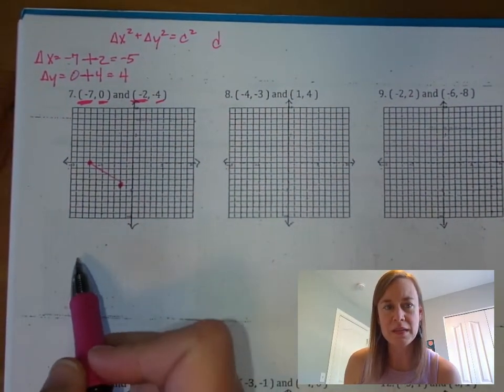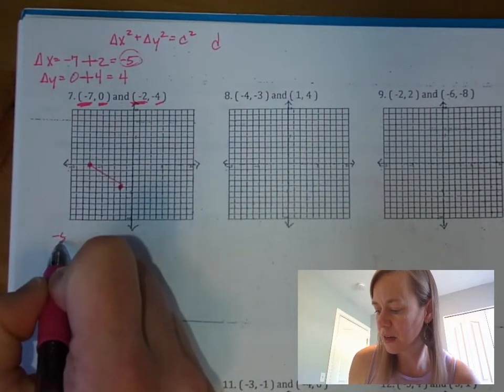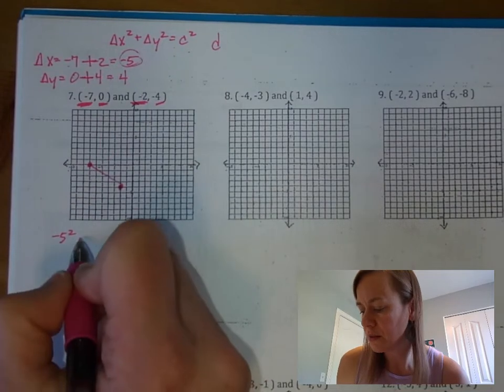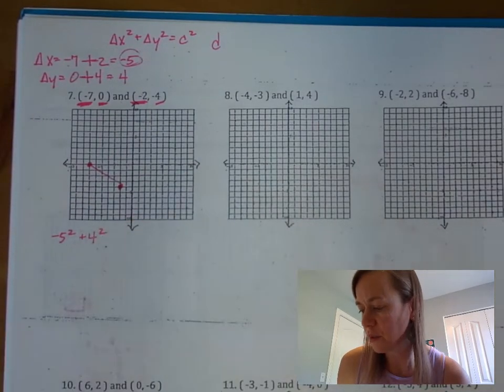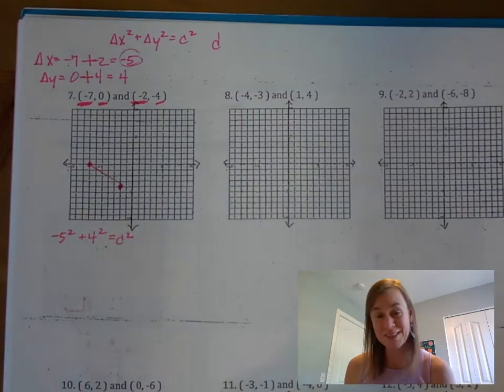We'll just use this space down here to do that. So our change in x was negative 5, so negative 5 squared, and our change in y was 4, plus 4 squared equals c squared. All right, let's do the math on it.